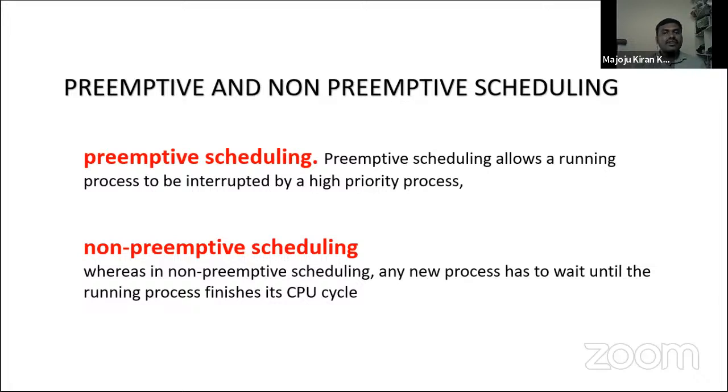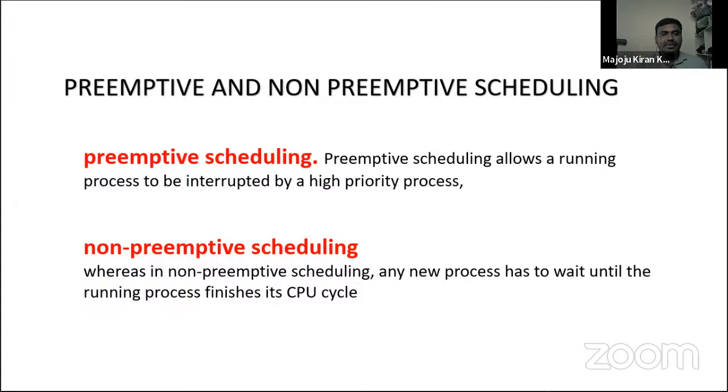And what about non-preemptive scheduling? Here, non-preemptive scheduling means there is no higher priority or lower priority, and all the processes will be executed according to their arrival time. That is called non-preemptive scheduling. Here there is no chance of stopping one process and running another process, and all the processes will be executed in the order in which they arrived. That is called non-preemptive. Whereas in preemptive scheduling, one process can be preempted by another process if it has a higher priority.